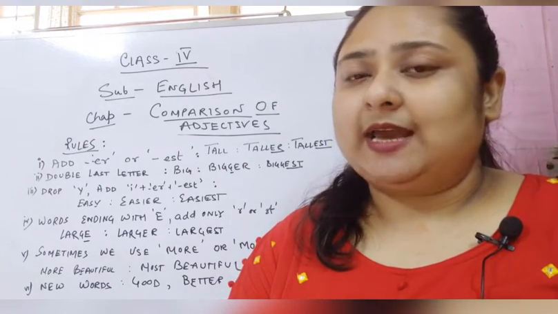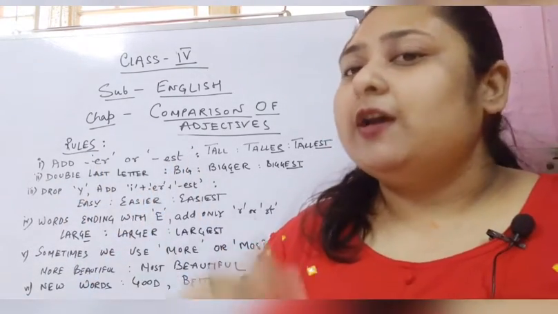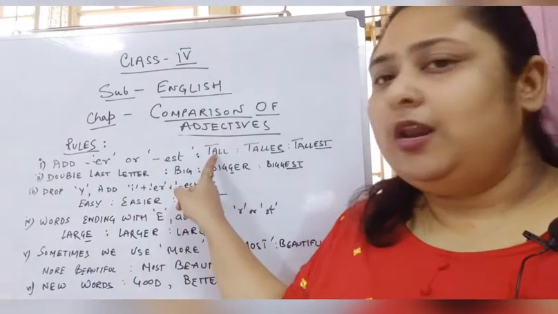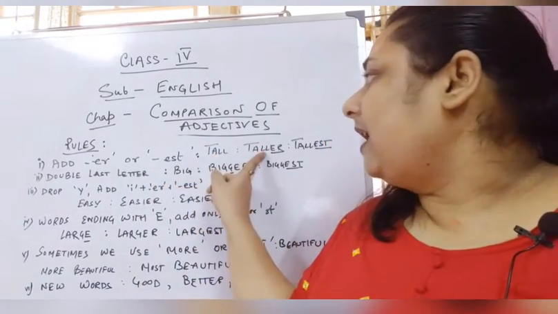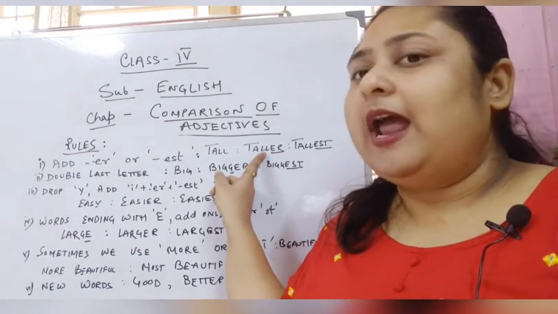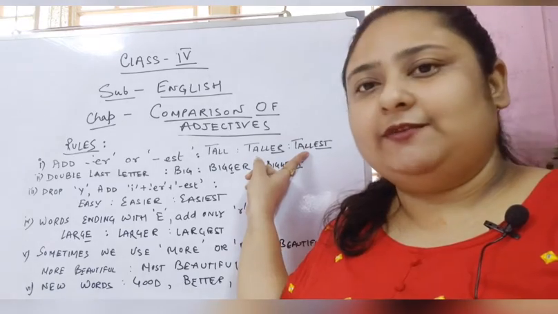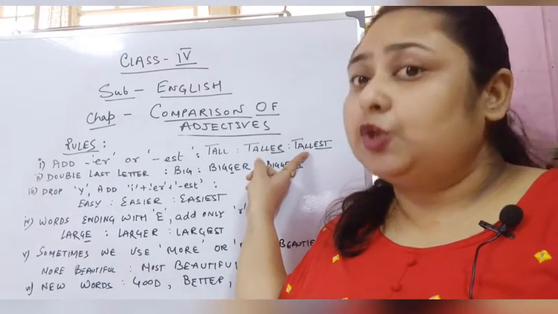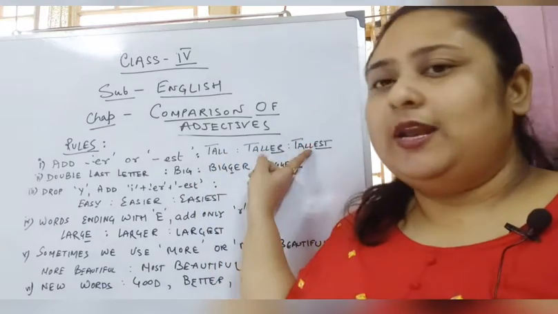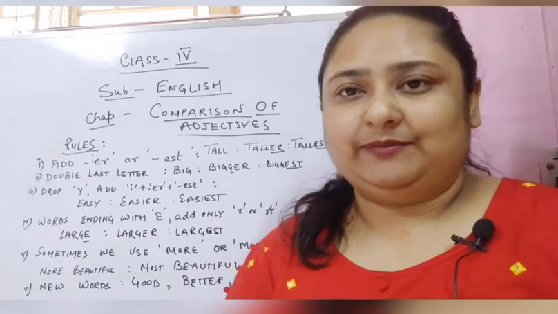Children, many a times we add er or est as suffix at the positive degree. For example, tall, and we add er in case of comparative degree, it becomes taller, and we add est in case of superlative degree, so it becomes tallest. So children, tall becomes taller and tallest in case of comparative and superlative degree respectively.